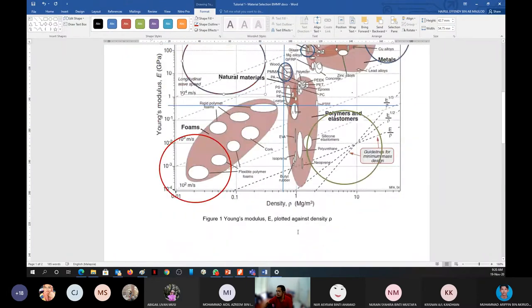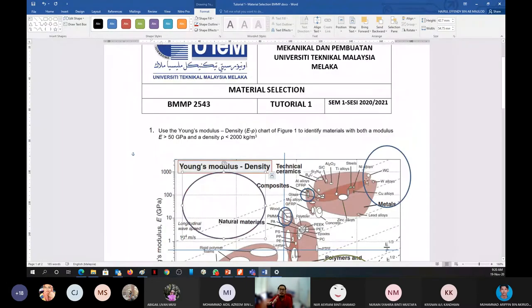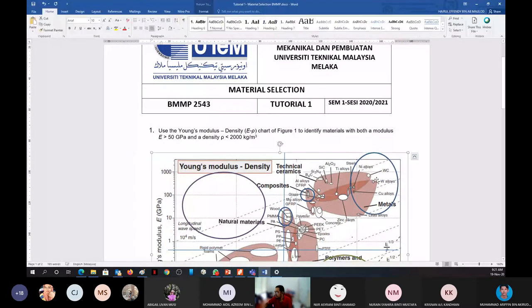Okay, so choose any materials. Two materials, so you can just choose the most upper right. Of course, if you choose, for example, concrete, not that it's wrong, but there are other materials that are stiffer than concrete. For example, tungsten carbide here, or tungsten alloys here, that are heavier and stiffer.